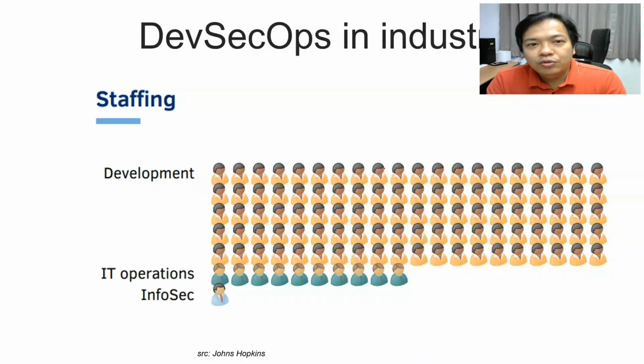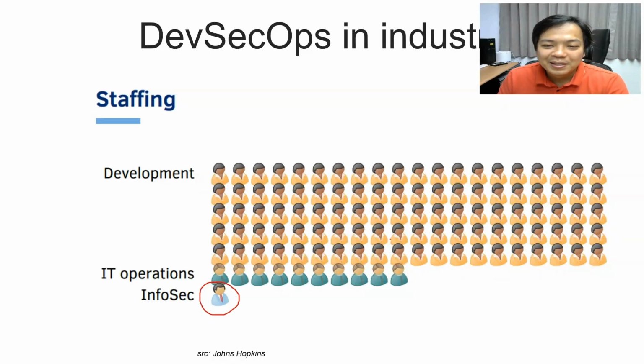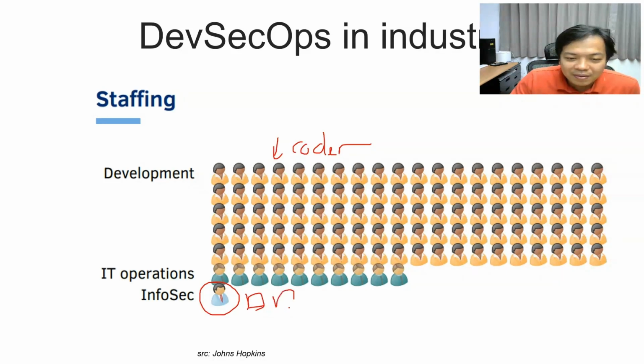So in the industry, for DevSecOps or information security, maybe one person takes care of a lot of IT. This is the coder, and this is IT operation. So only one security expert cares about all this. I think we need more people to cover this, because one person cannot cover all the code. 100 coders will generate a lot of security problems, so one person cannot fix them, and it is very hard.